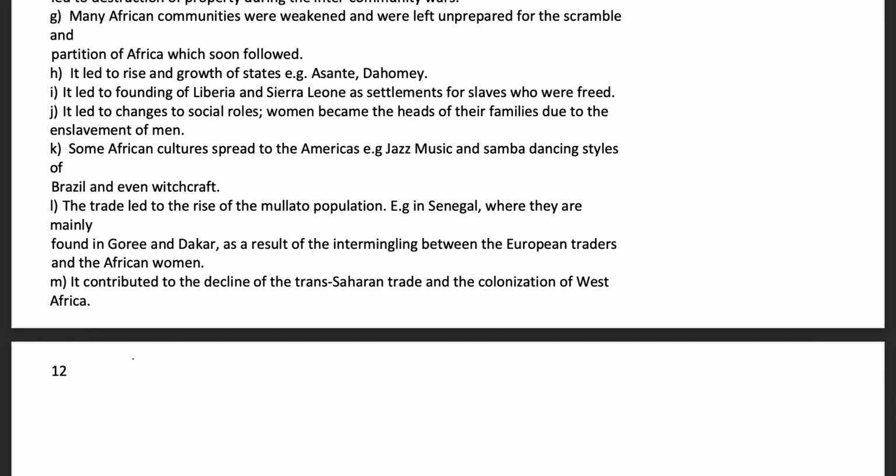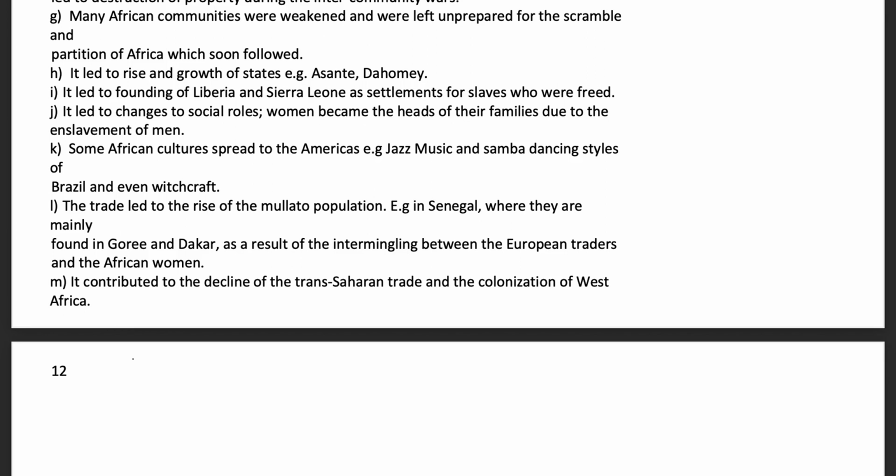H. It led to rise and growth of states, e.g. Asante, Dahomey. I. It led to founding of Liberia and Sierra Leone as settlements for slaves who were freed. J. It led to changes to social roles. Women became the heads of their families due to the enslavement of men. K. Some African cultures spread to the Americas, e.g. jazz music and samba dancing styles of Brazil and even witchcraft.